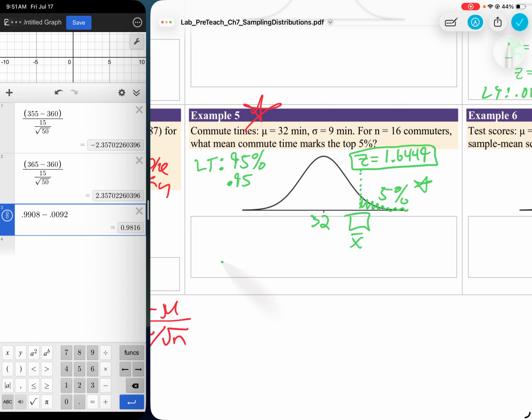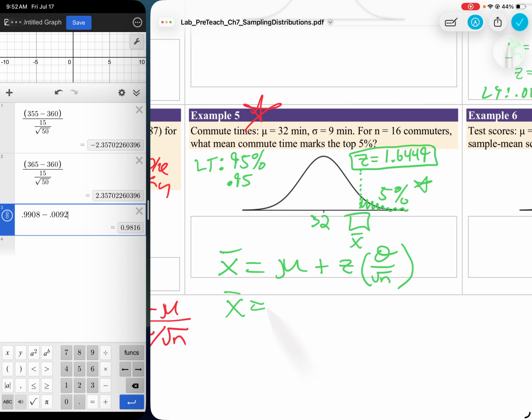So now we have a new formula to work backwards to get a sample mean. We're going to take the population mean plus the z-score times the standard deviation over the square root of the sample. That part, dividing by the square root of the sample, is the only new thing from this week compared to last week so far.